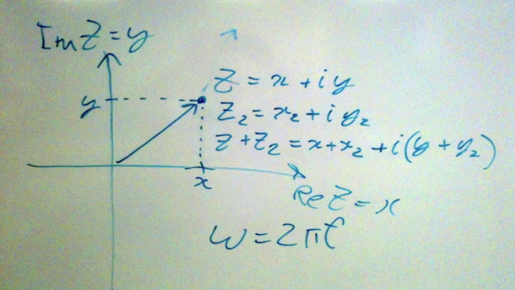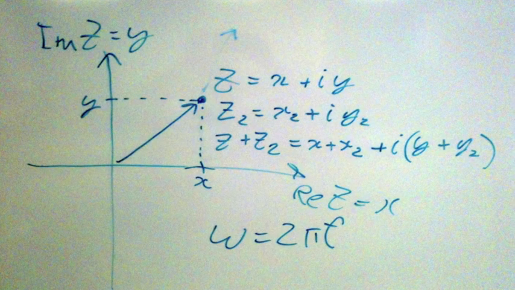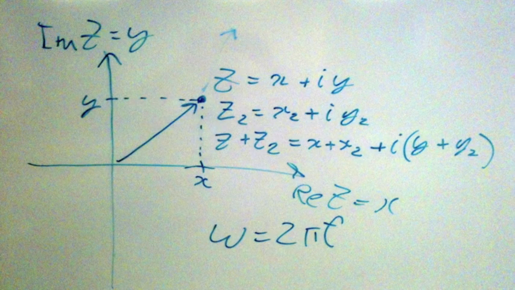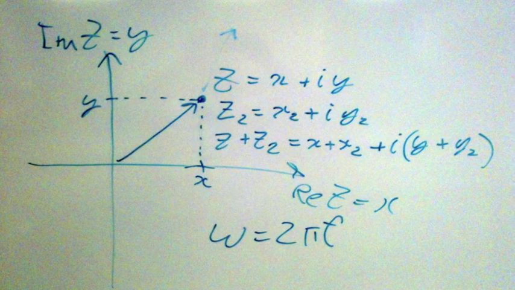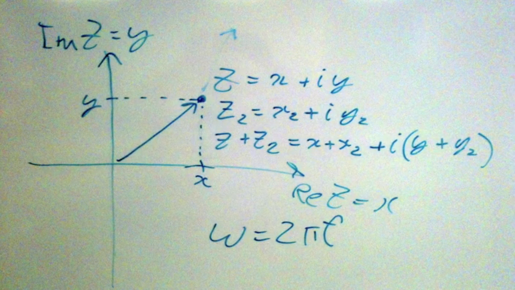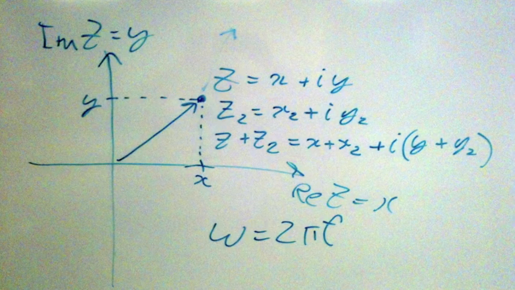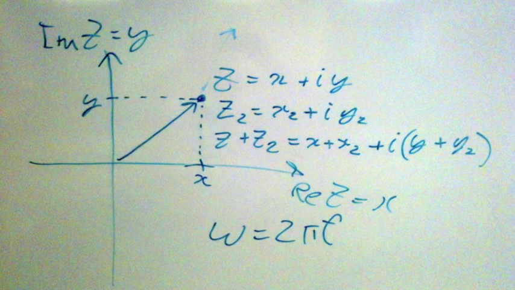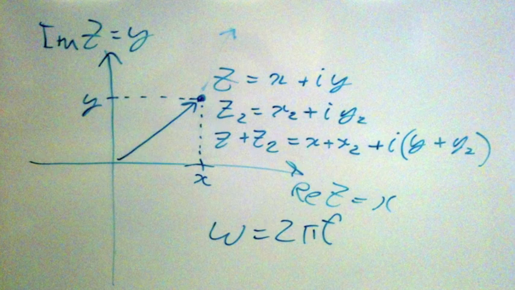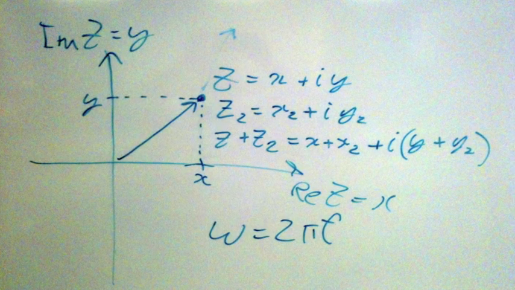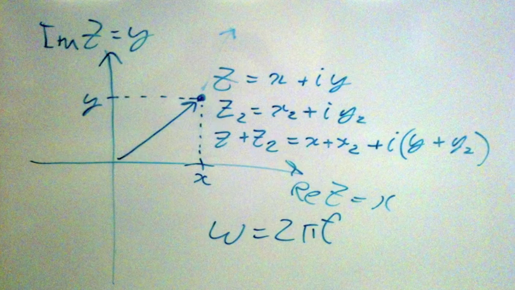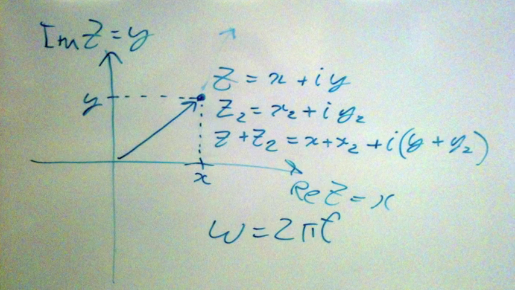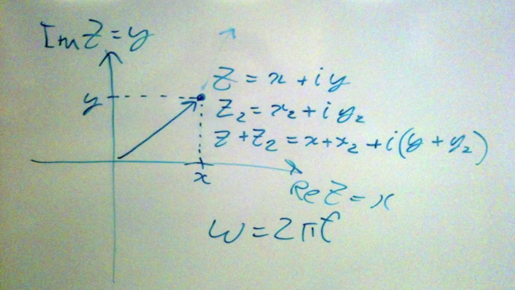And of course, since this is that distance. Let's see, maybe I should draw it better than that. All right, so there's the complex number as a vector, and its x component is x, and its y component is y. Since these are two components of a vector, like northing and easting, you can't just add them. You gotta keep them separate. So we have to keep track of the imaginary parts versus the real parts.